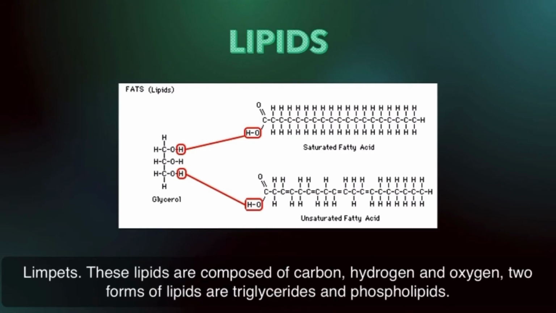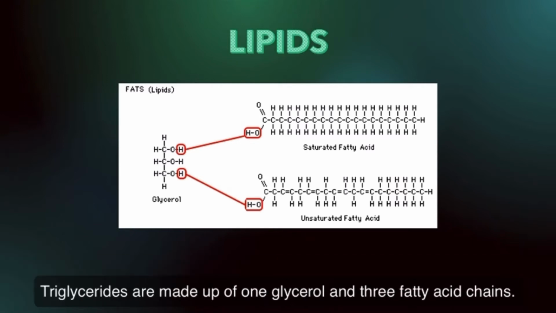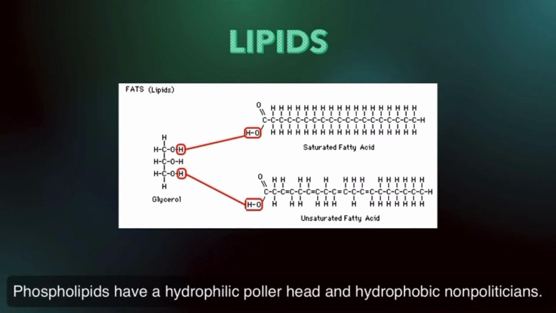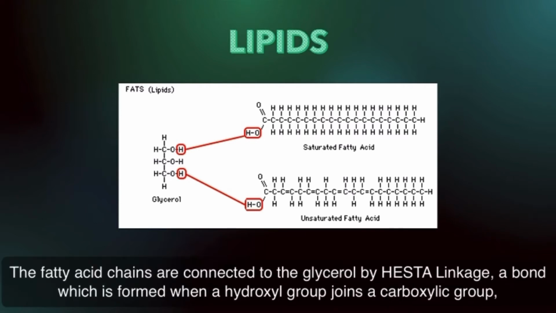Lipids. These lipids are composed of carbon, hydrogen, and oxygen. 2 forms of lipids are triglycerides and phospholipids. Triglycerides are made up of 1 glycerol and 3 fatty acid chains. Phospholipids have a similar structure but only contain 2 fatty acid chains. Phospholipids have a hydrophilic polar head and hydrophobic nonpolar tails.